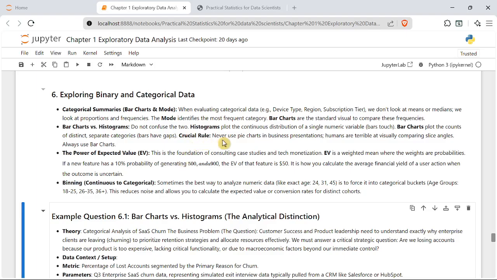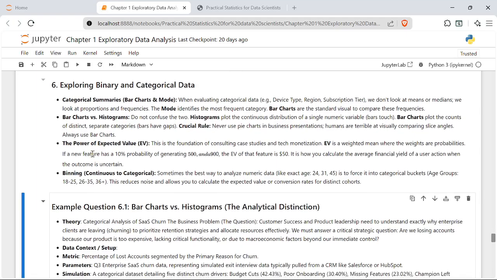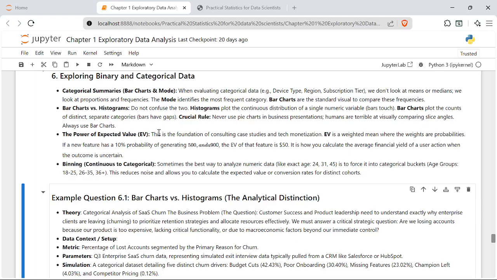Crucial rules. Never use pie charts in business presentations. Humans are terrible at visually comparing slice angles. Always use bar charts. The power of expected value. This is the foundation.